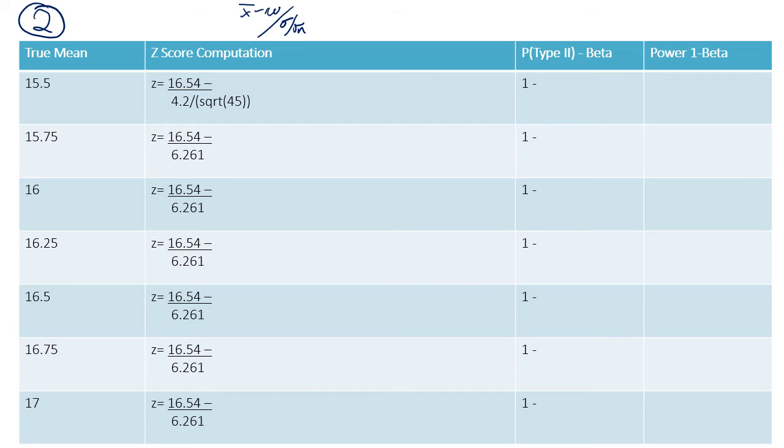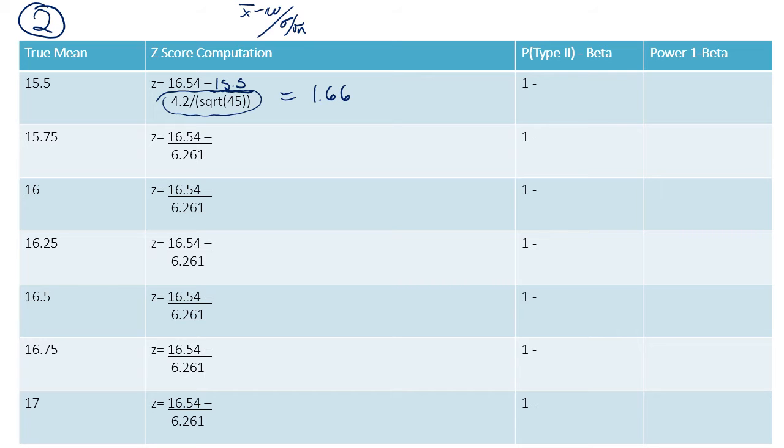So we take our x bar 16.54 and subtract away 15.5. And then we divide that by 4.2 divided by the square root of 45. I have kept the number for the rest of the table, so I just put 6.261 rounded, but I kept it written out this way just as a reminder of what we were doing. So when we compute this out, we get a z-score of 1.66.